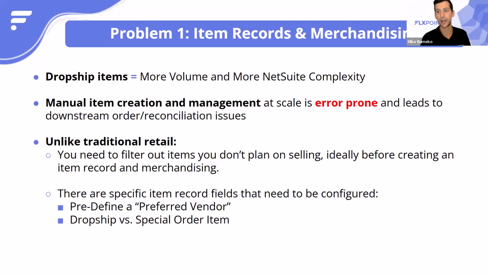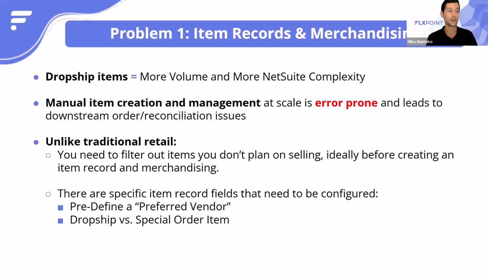With creating these records comes a whole lot more complexity. There are different areas of the item that you need to enable when you're drop shipping that you wouldn't with traditional retail. So you really need to be accurate, because if you are error prone, it can lead to downstream order issues and reconciliation issues that we obviously want to avoid.